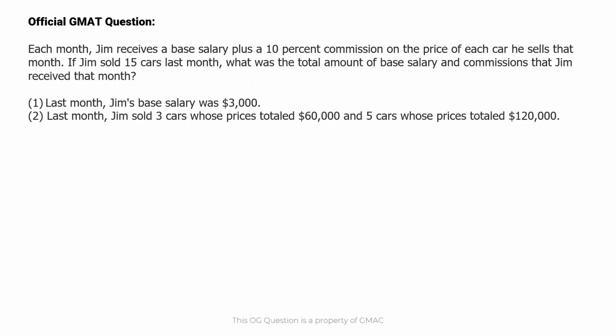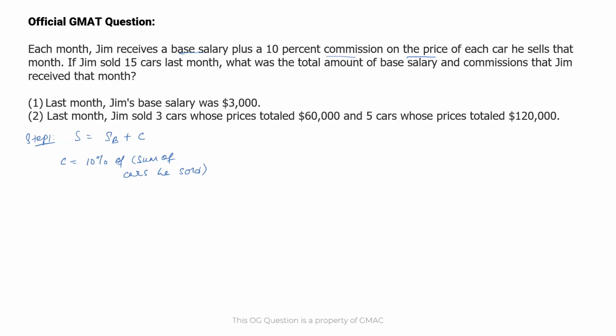Now in this question, we are given that Jim receives a base salary plus 10% commission on the price of each car he sells. So let's write down the information first. Step 1: Jim's salary is equal to the base salary plus the commission, and the commission is equal to 10% of the price of each car. So basically it is 10% of the sum of the prices of the cars he sold. This is what we can infer from the question.